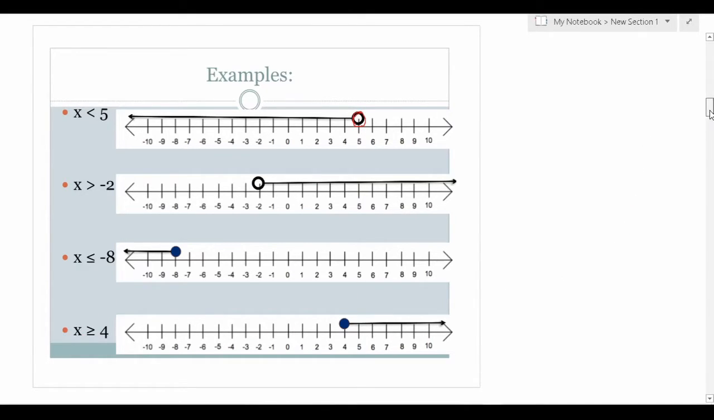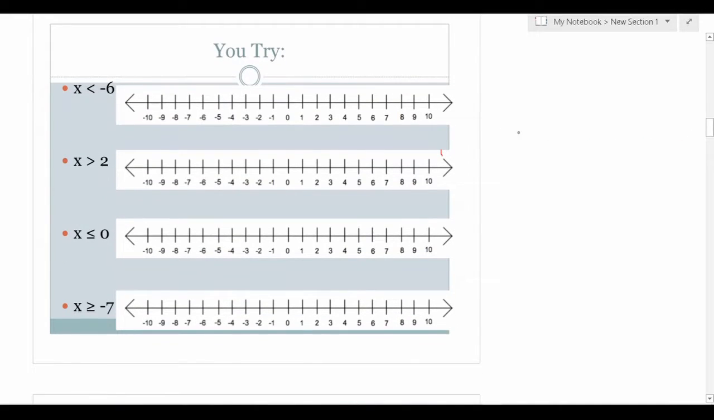Okay, so let's work on a few of those examples ourselves. If you want, you're more than welcome to pause the video and do these on your own scratch paper. The first one says x less than -6. So above -6, we're going to put an open circle. And we want all the x values that are less than -6, which are in this direction to the left. So we're going to write our arrow to the left.